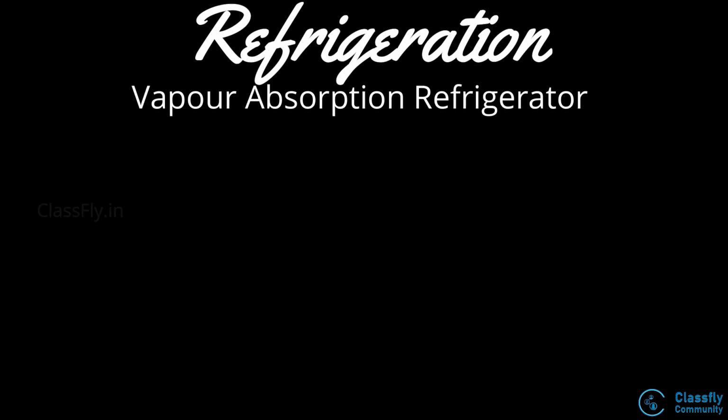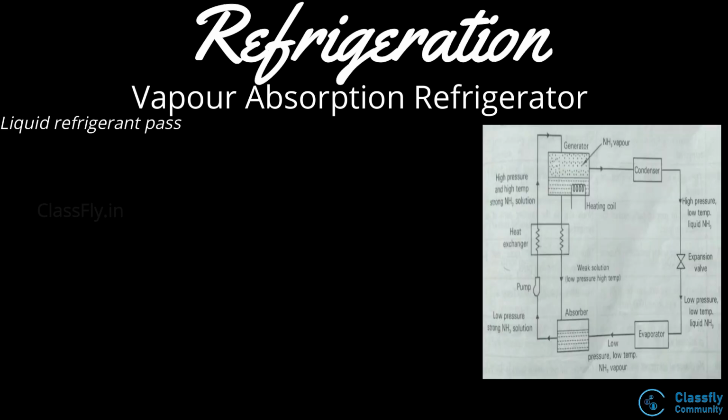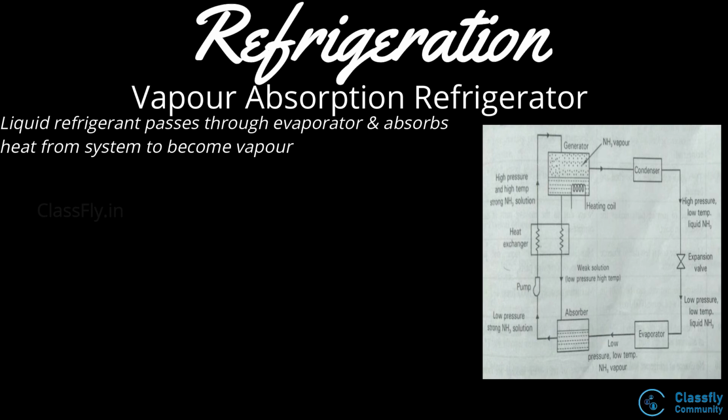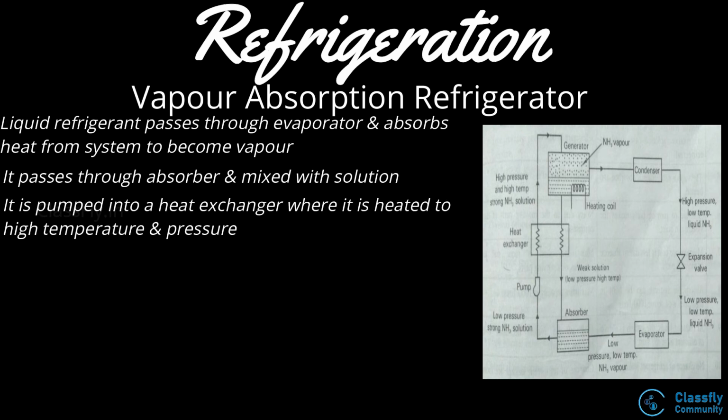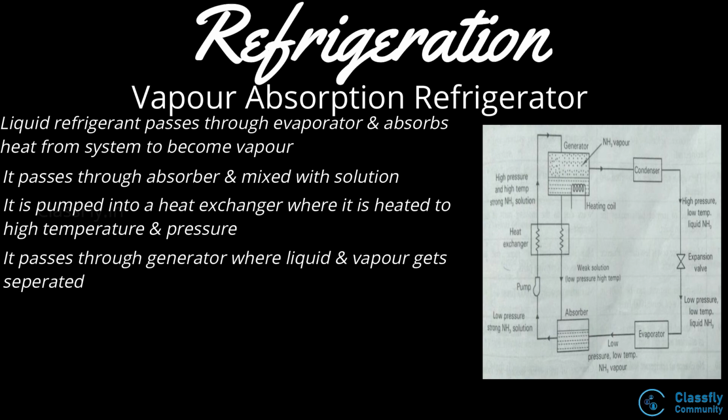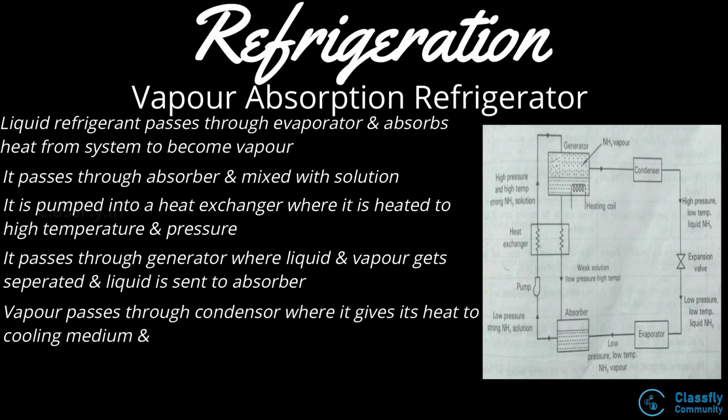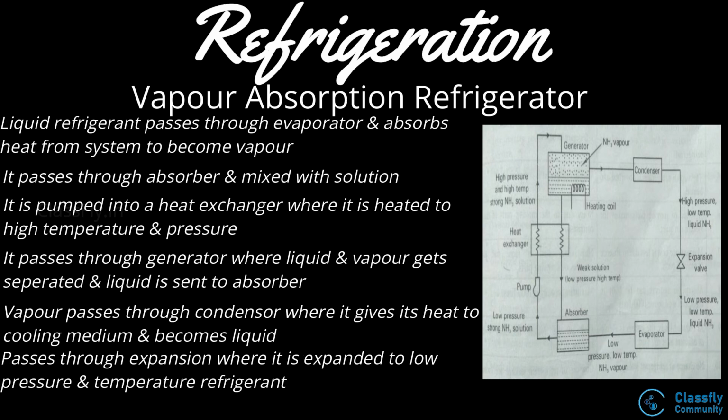Similarly, we studied about the working and construction of a vapor absorption refrigerator, where the liquid refrigerant passes through the evaporator, absorbs the heat from the substance, then passes into the absorber where it is mixed with a solution of the same refrigerant composition, then pumped into a heat exchanger where it gets heated into high pressure and high temperature, then passed through the generator where it is heated and hence the liquid vapor and the gaseous vapor get separated, where the liquid vapor is sent back to the absorber and the vapor refrigerant is sent to the condenser where it is condensed to a liquid state and hence gives away its heat energy, and then made to pass through the expansion valve where it is expanded back into low temperature and low pressure liquid refrigerant. The cycle continues in order to keep the substance cool.